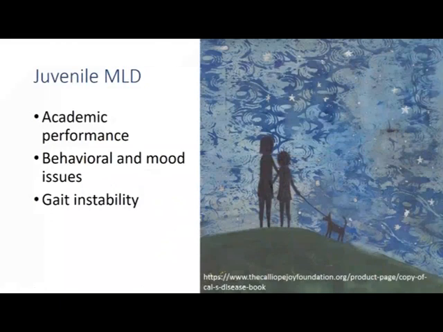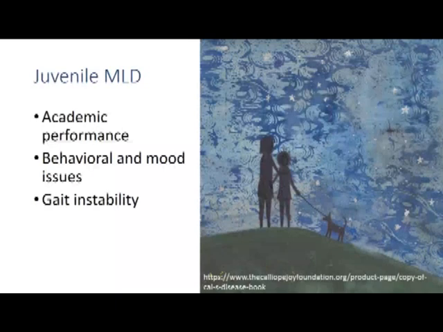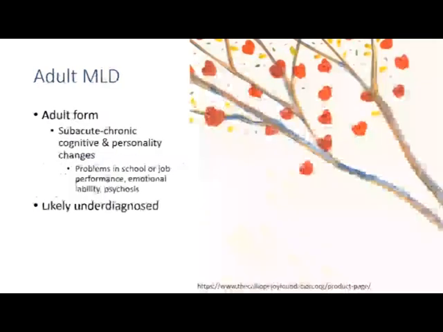In the juvenile MLD group, I'd like to point out that there should be special attention to academic performance, behavioral and mood issues, as well as gait instability. New onset personality changes or academic decline in the middle school age range should be strongly considered as a subtle form of MLD, and it's key to identify individuals affected by MLD early in the course.